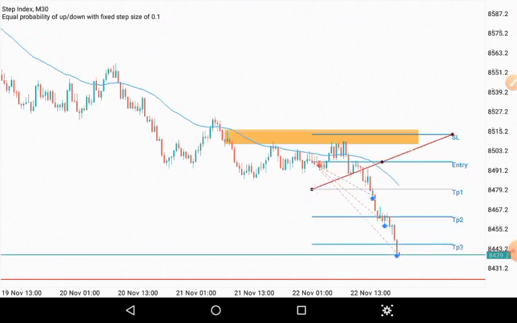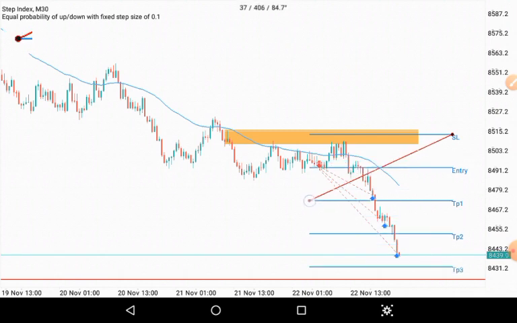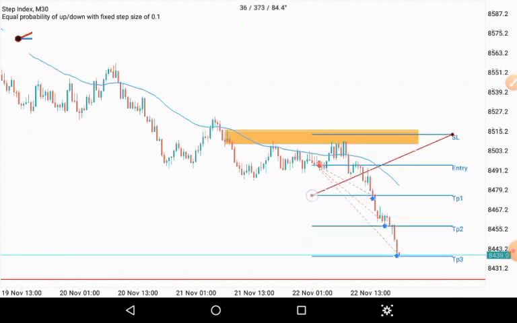No, let me set it properly, guys. So this was my entry here. Cool, I got it now. You can see this was my entry here, and then this was my stop loss here. And then this was my first take profit, as you can see it being labeled there. This is my second take profit, and this is my third take profit.